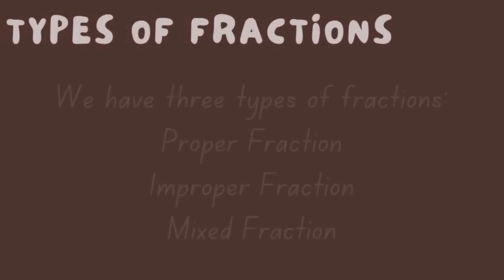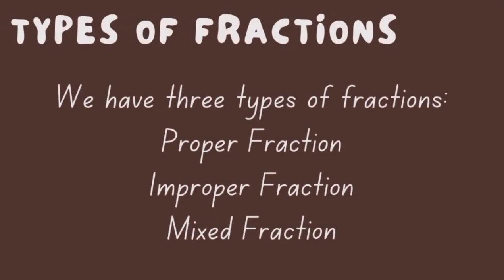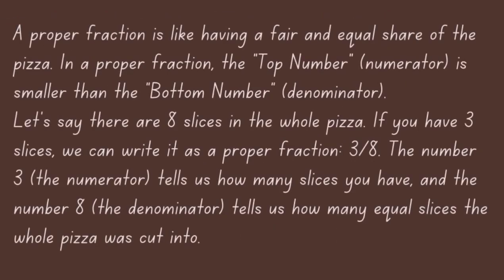Types of fractions. We have 3 types of fractions: proper fraction, improper fraction, and mixed fraction. A proper fraction is like having a fair and equal share of a pizza. In a proper fraction, the top number, the numerator, is smaller than the bottom number, the denominator. Let's say there are 8 slices in the whole pizza. If you have 3 slices, you can write it as a proper fraction: 3 over 8. The number 3, the numerator, tells us how many slices you have. The number 8, the denominator, tells us how many slices the whole pizza was cut into.